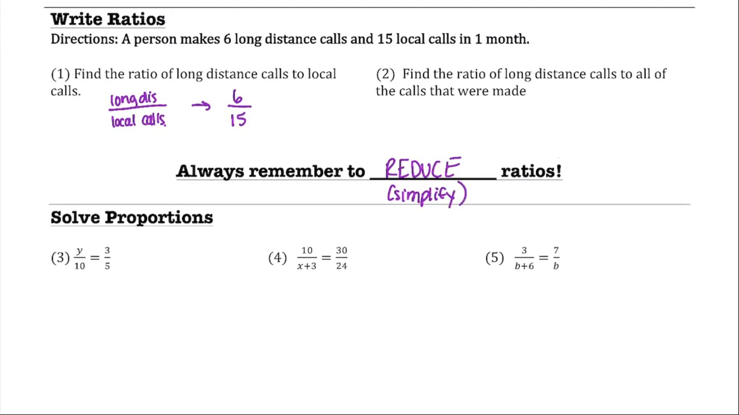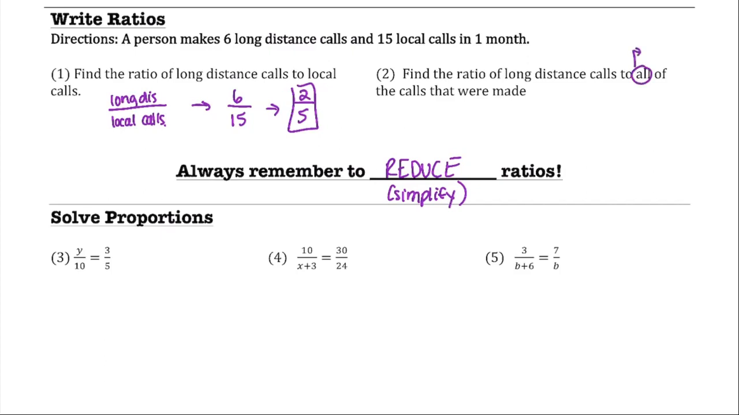So this means for every 6 long distance calls, there's 15 local calls. But if we reduce this, that's going to end up being 2 over 5. So for every 2 long distance calls, that means 5 local calls are going to be made. And there's our ratio. Number 2 says find the ratio of long distance calls to all of the calls.